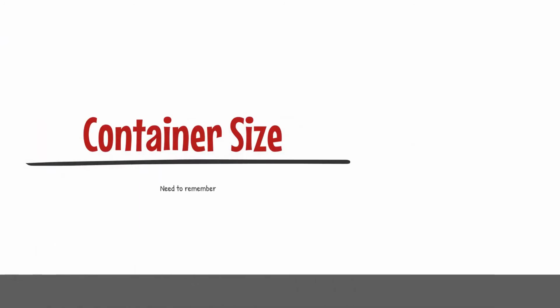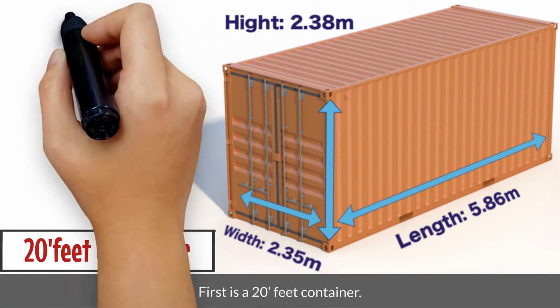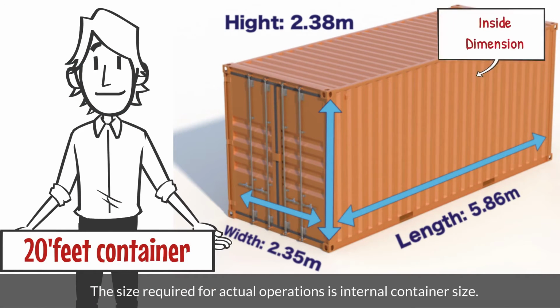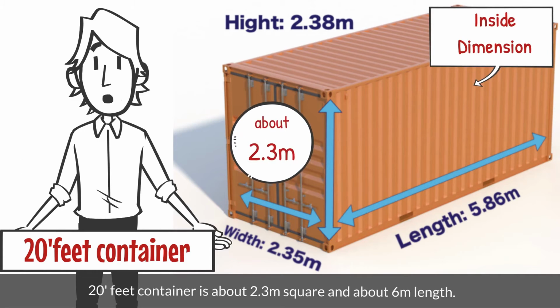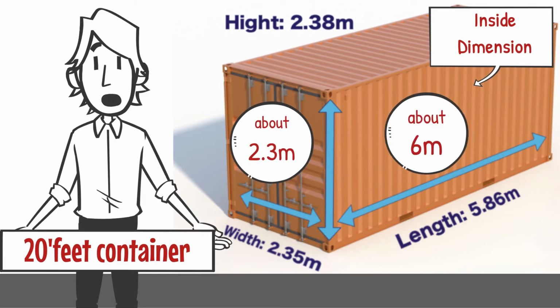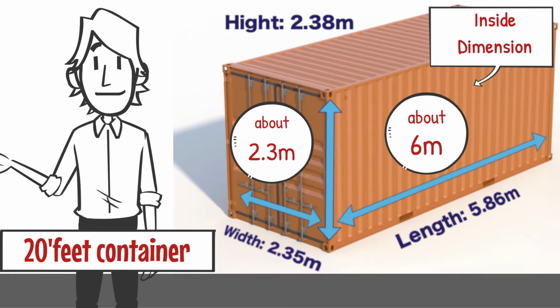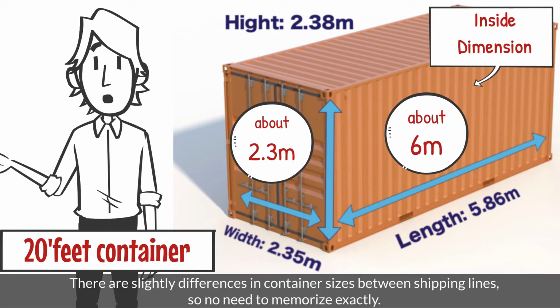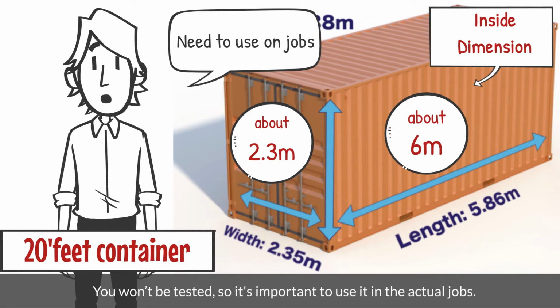Next, let's talk about the size of the container. First is a 20 feet container. The size required for actual operations is the internal container size. A 20 feet container is about 2.3 meters square and about 6 meters length. You do not need to memorize the exact size, it's okay to remember roughly. There are slight differences in container sizes between shipping lines, so no need to memorize exactly. You won't be tested, so it's important to use it in actual jobs.